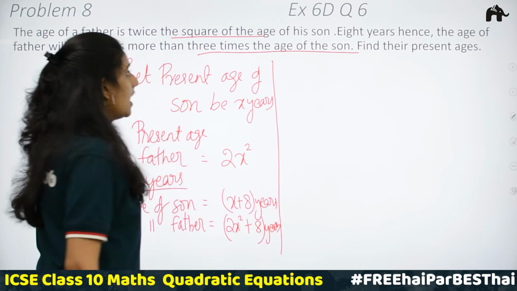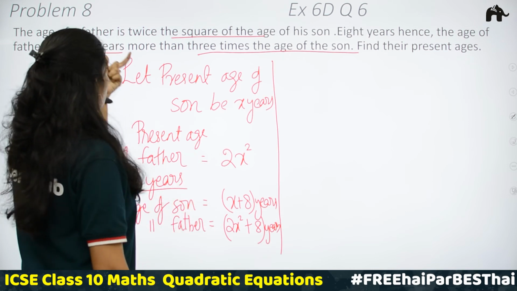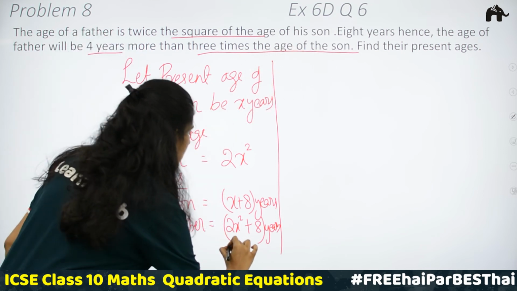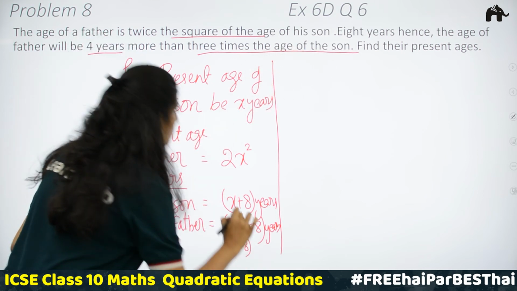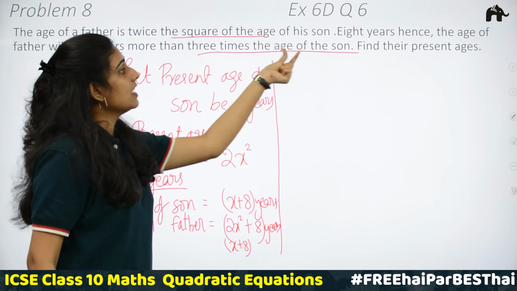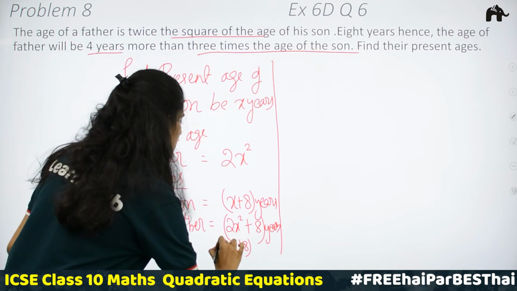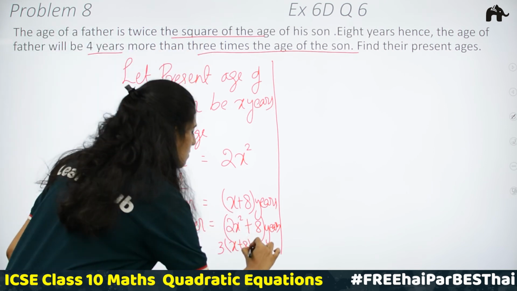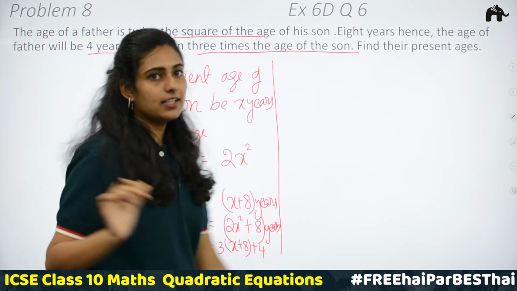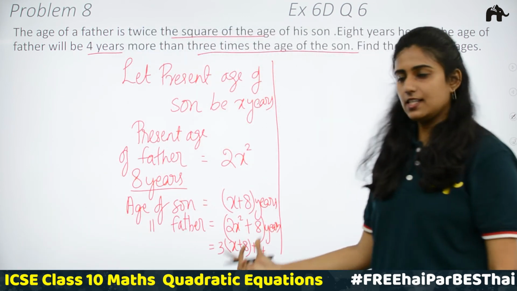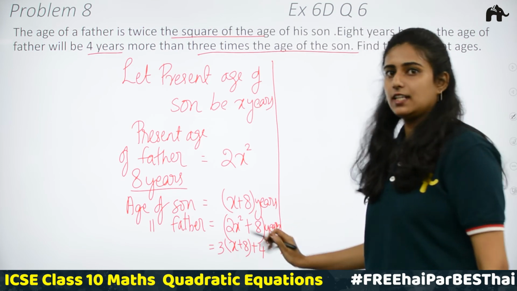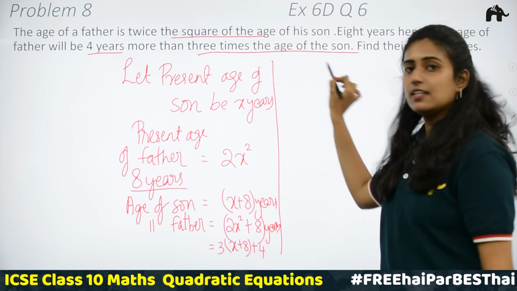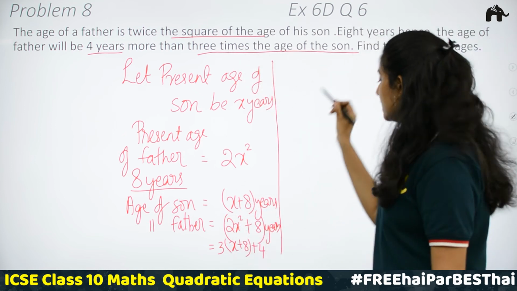Also it is given that father's age will be 4 years more than 3 times the age of the son. Son's age is x plus 8. Okay. 3 times the son's age. 3 times means 3 into x plus 8. 4 years more than, plus 4. So, father's age, we got two relations for father's age. One is 2x square plus 8, that is present age plus 8 years. And the second relation is from the given statement. Now, we can equate this.